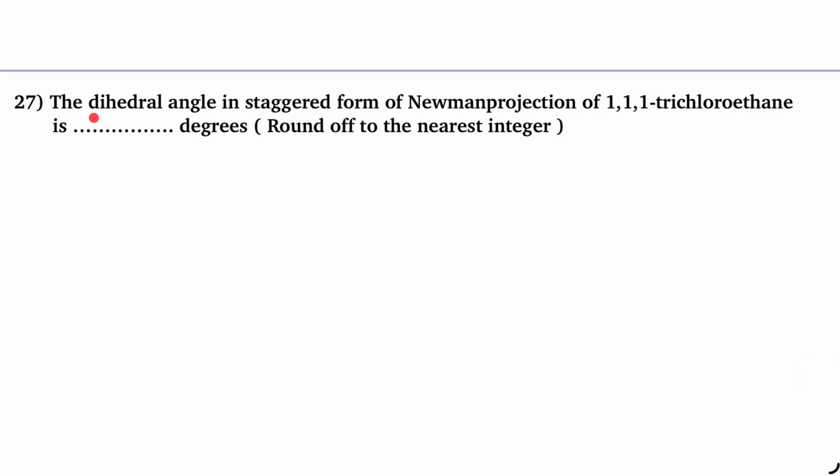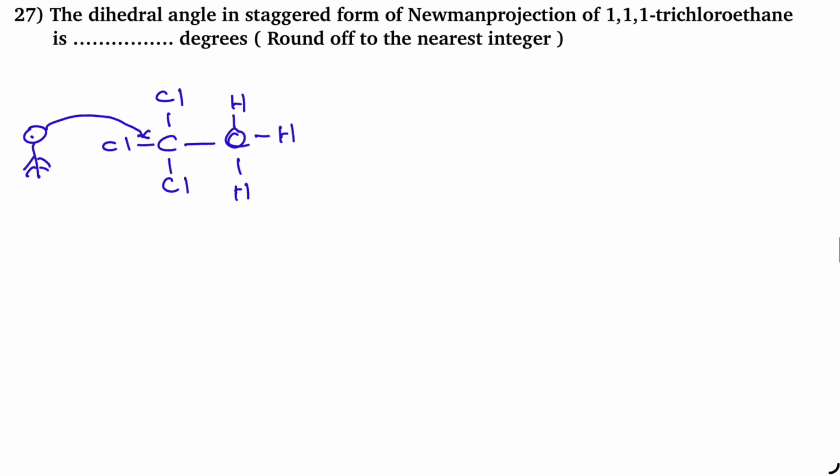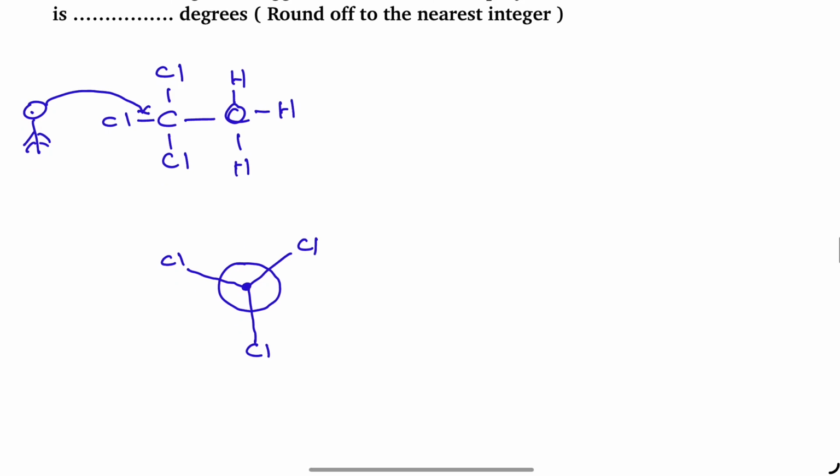In the next question, the dihedral angle in staggered form of Newman projection of 1,1,1-trichloroethane. If this is the position of the observer and this is near carbon and this is rear carbon, so here the groups are chlorines like this, and on the rear carbon the groups are hydrogens, but he is asking staggered form. So this is hydrogen, this is hydrogen and this is hydrogen.